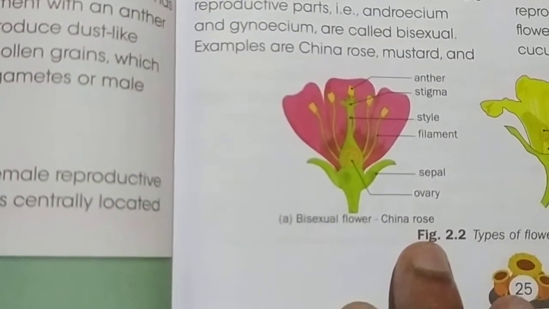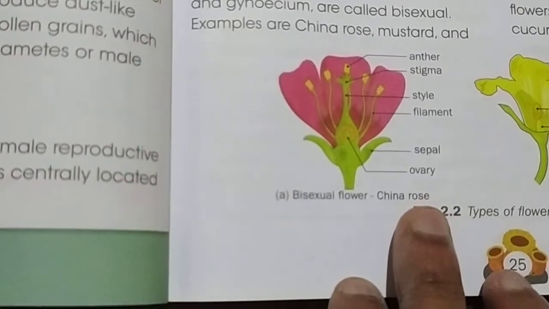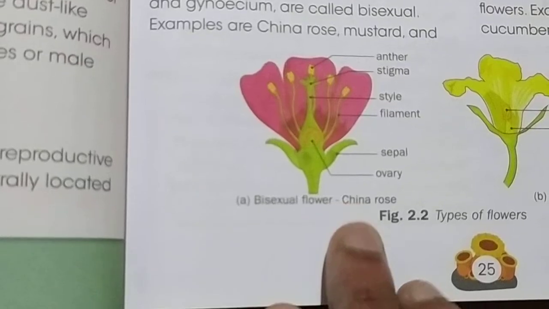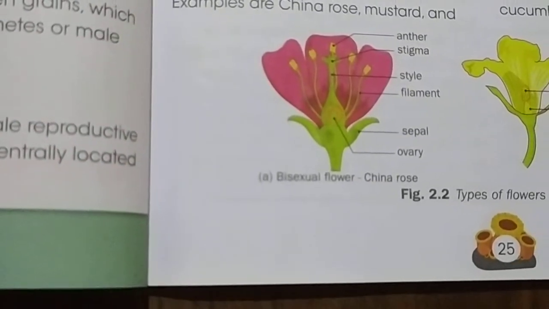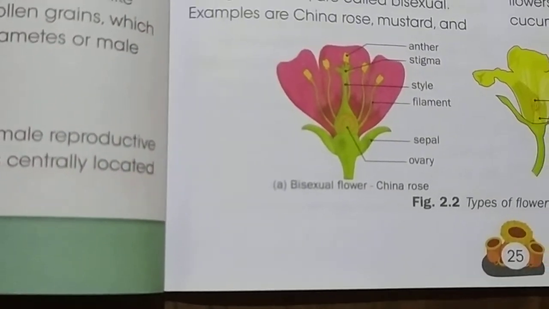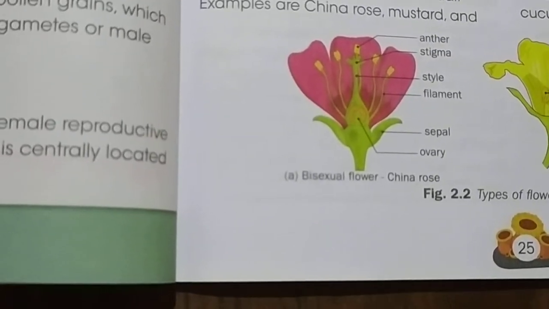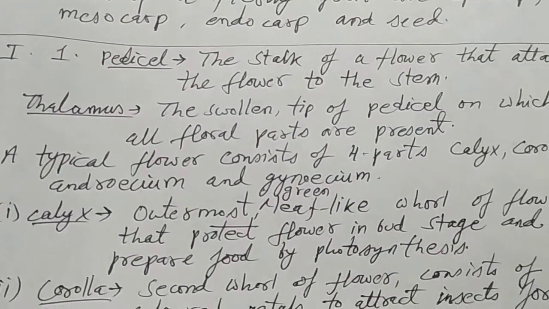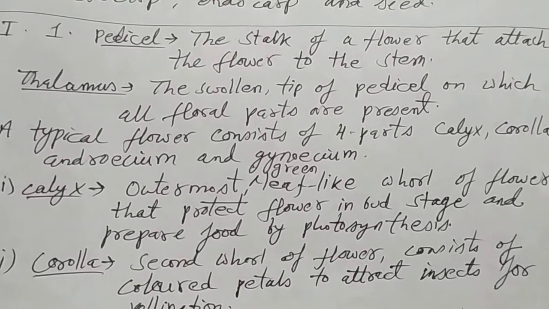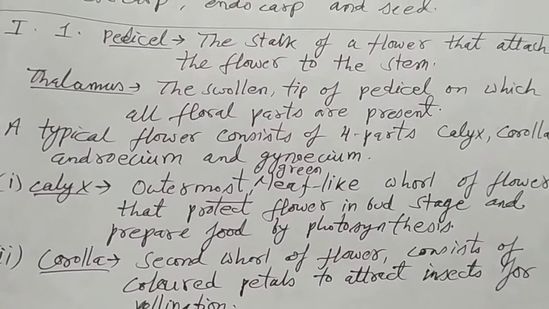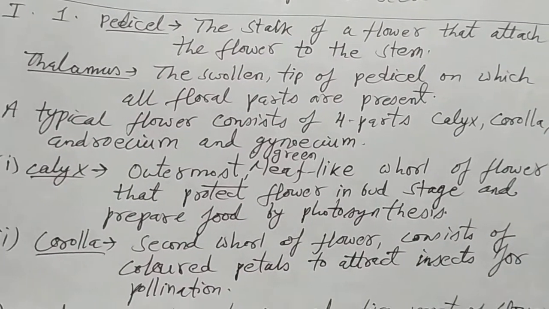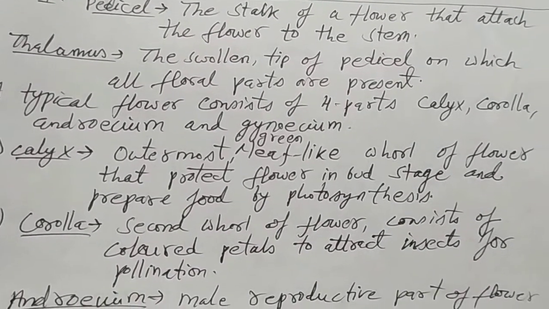In which you have to write the bisexual flower, in which all the parts of the flower are shown: stigma, anther, style, filament, sepals, ovary. The diagram I had drawn on the board, that also you can do. Now next one is how to describe it. Number 1, pedicel. The stalk of the flower that attaches the flower to the stem is called pedicel. Thalamus. The swollen tip of the pedicel on which all floral parts are present is called thalamus.